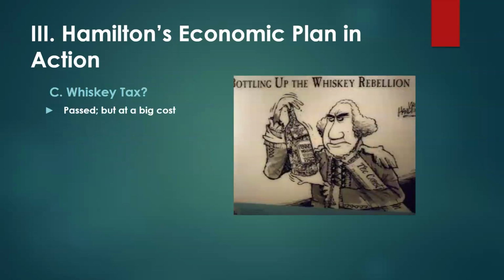The whiskey tax did pass, but at a pretty big cost. A lot of farmers, as I suggested they would be, were pretty upset by this tax. And some farmers started to rebel. Some of them even started doing things like tarring and feathering tax collectors who were coming to collect the whiskey tax. And the federal government was really annoyed about this rebellion, especially when it got armed. It started getting a little more intense. And they said, we don't have room for this kind of rebellion here.